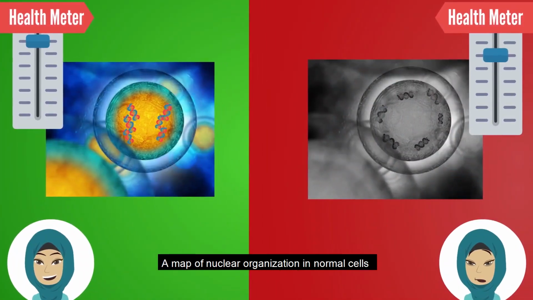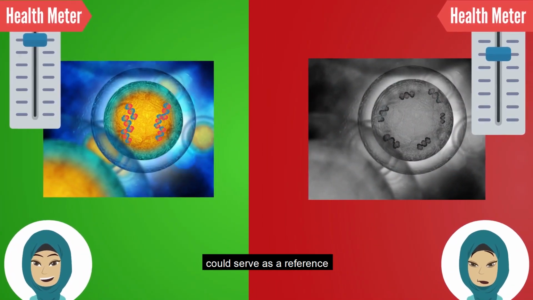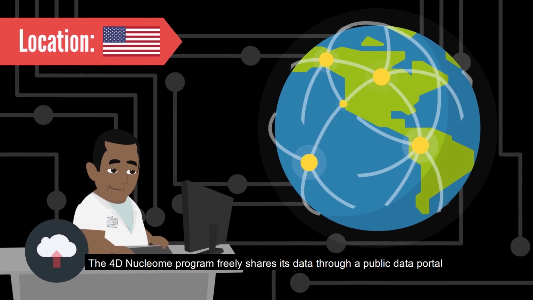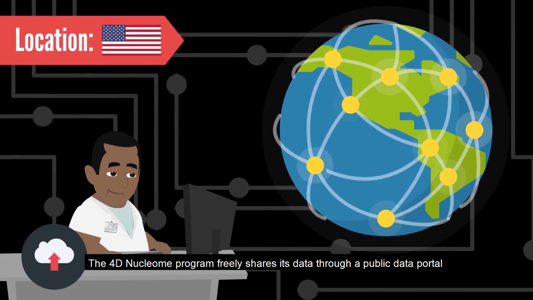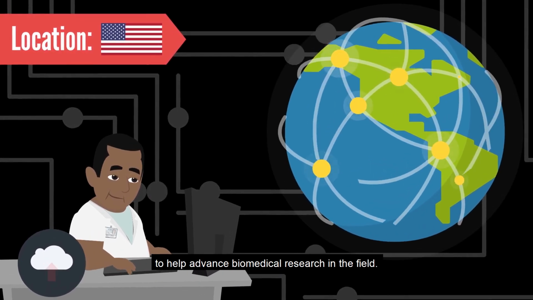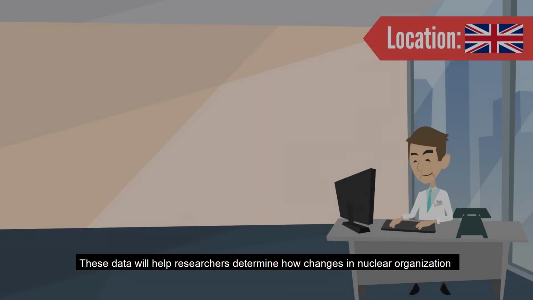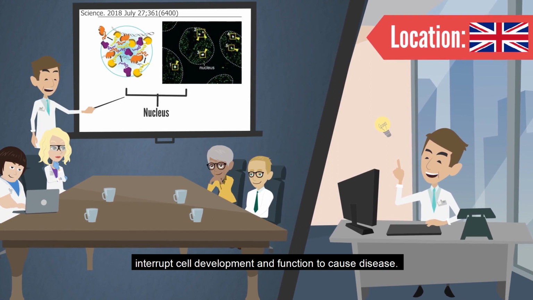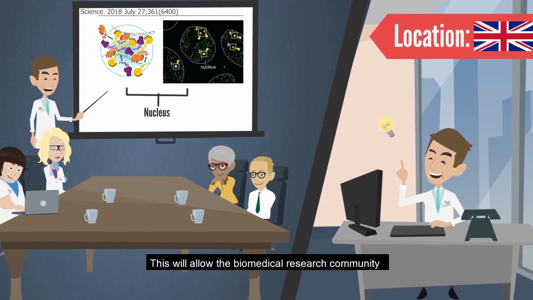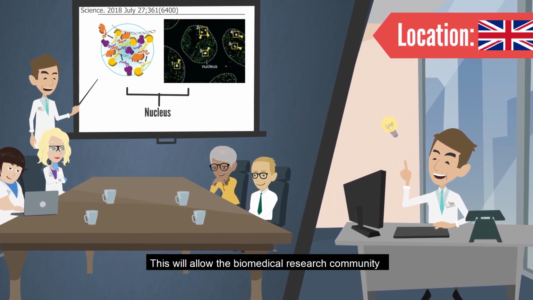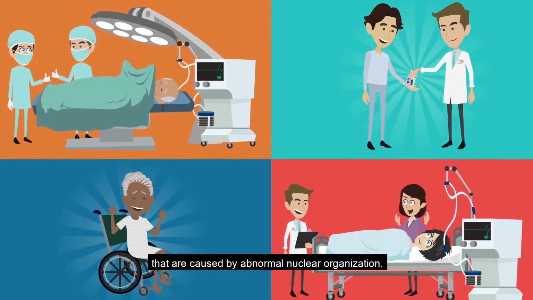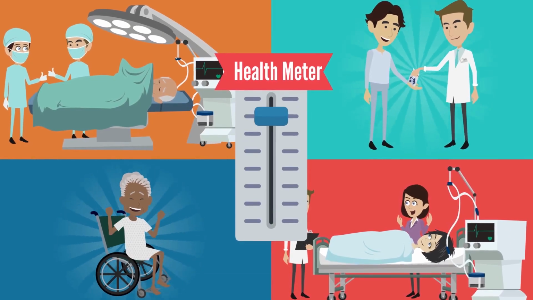A map of nuclear organization in normal cells could serve as a reference to help identify how organization is altered in disease states. The 4D Nucleome Program freely shares its data through a public data portal to help advance biomedical research in the field. These data will help researchers determine how changes in nuclear organization interrupt cell development and function to cause disease. This will allow the biomedical research community to identify new targets for treatment of human diseases that are caused by abnormal nuclear organization.